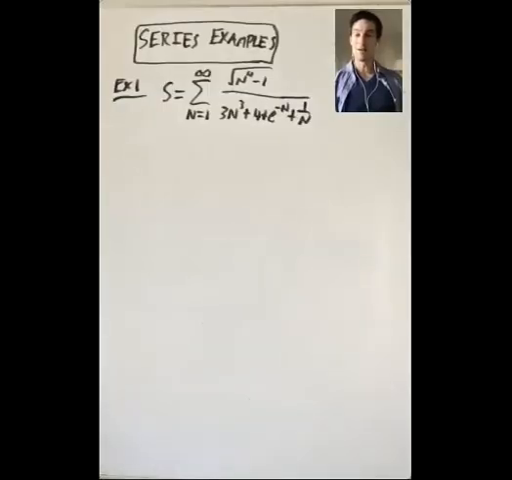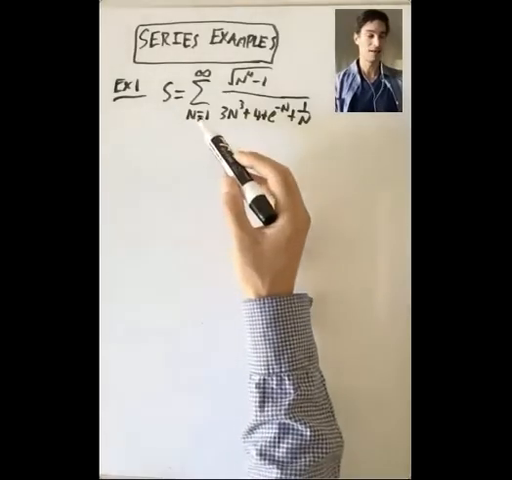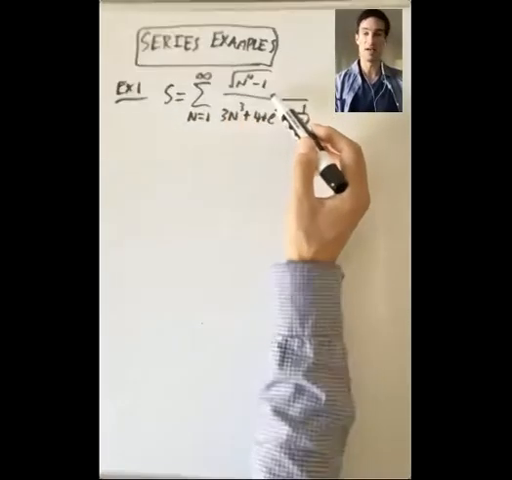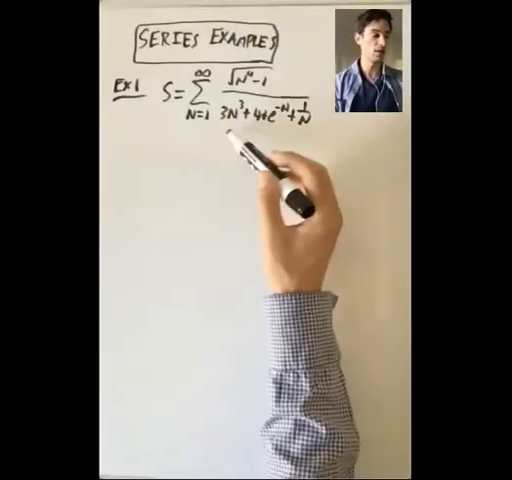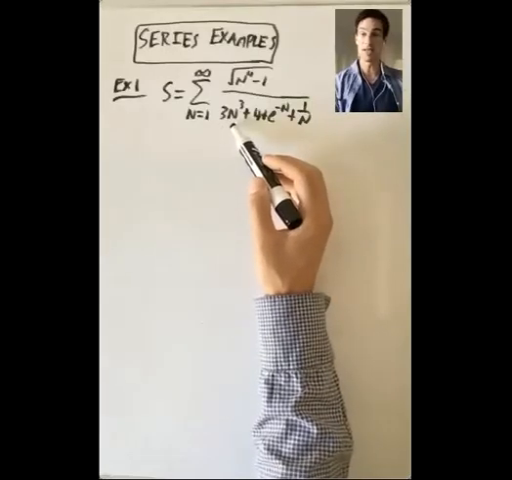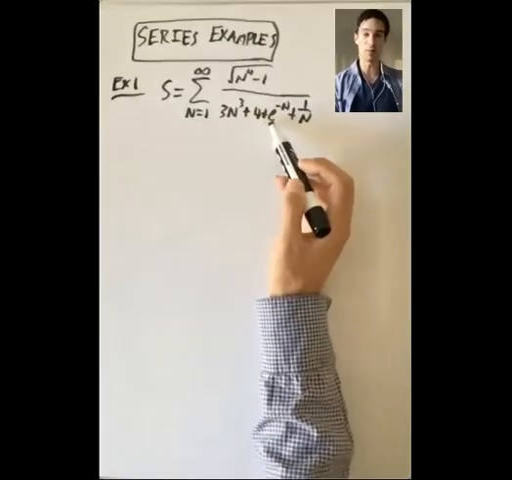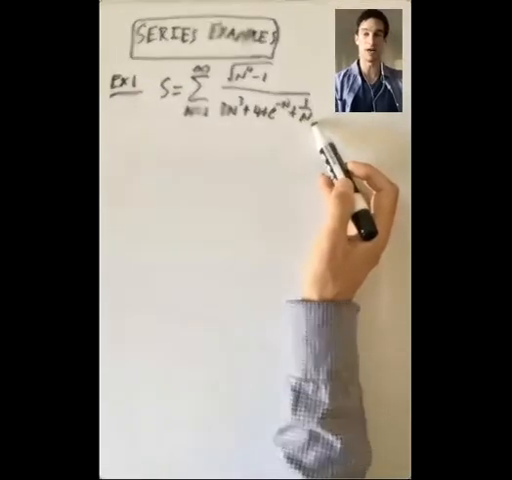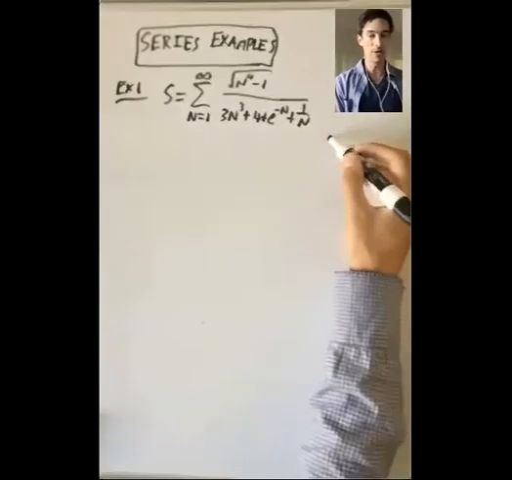In this video, I want to talk about two examples of whether or not a series converges. So for the first example, let's look at the sum from n equals 1 to infinity of the square root of n to the fourth minus 1, over this complicated thing, 3n cubed plus 4 plus e to the minus n plus 1 over n. Okay, so what are we noticing?